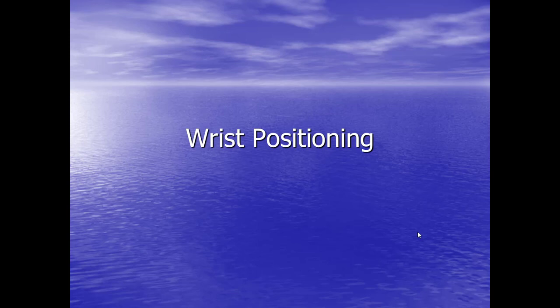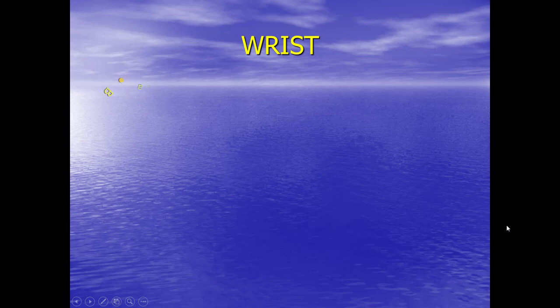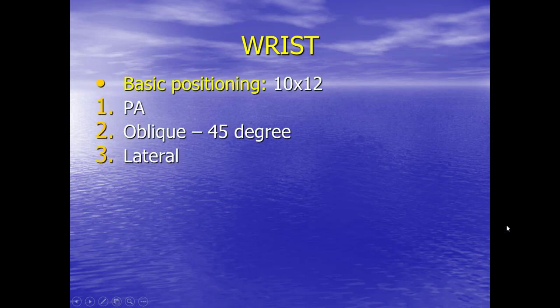Hi, and welcome to Chapter 4, Positioning for the Wrist. For the wrist, we're going to talk about 3 basic positions: PA, oblique at a 45-degree angle, and a lateral.